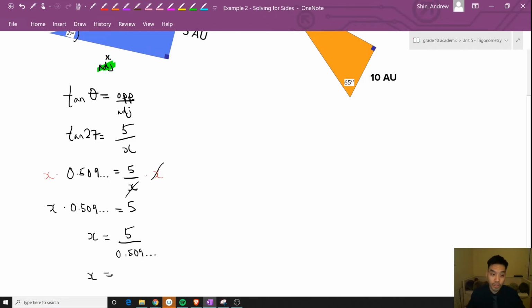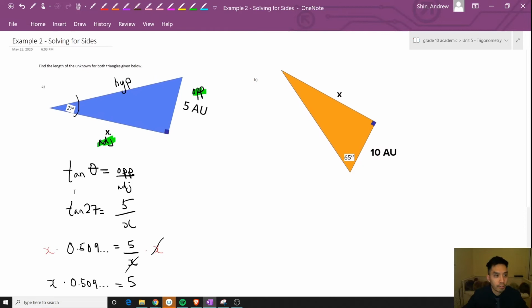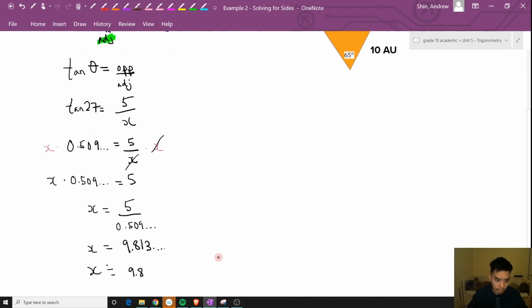Now, you have to make sure you keep every single decimal to get the most accurate answer possible. So I've kept that number on my calculator, and I'm going to do 5 divided by the answer. Oopsies. So I'm going to do 5 divided by tan 27, which is 9.813. And we can now round it if we need to. X is about 9.8. The question doesn't ask to round, so we can round it to whatever we want. So this is 9.8 astronomical units.